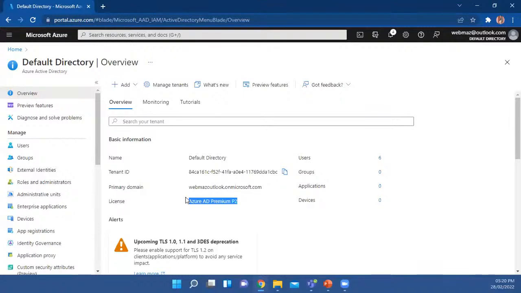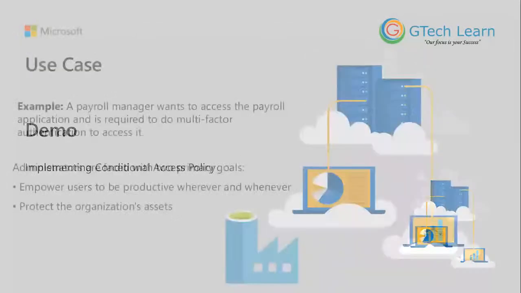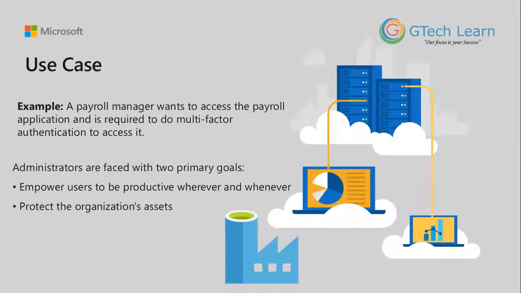So there are two important things we have to know when it comes to implementing conditional access policy. Let me move back to the presentation. The first thing is that you have a proper license, and also that you disabled the security defaults option. So that is all about conditional access policies. Let me go ahead with the presentation and talk about the use cases, the different use cases where we can apply the conditional access policy.